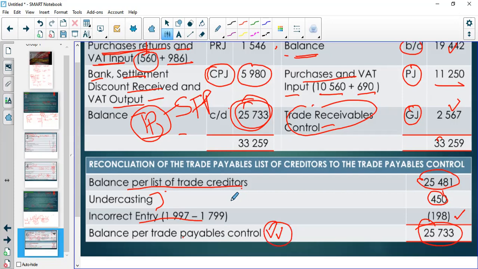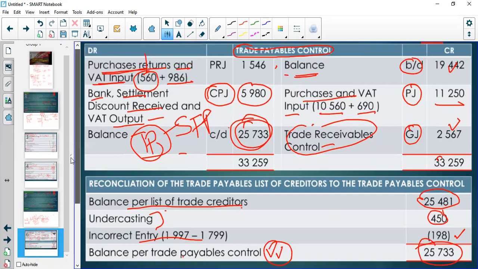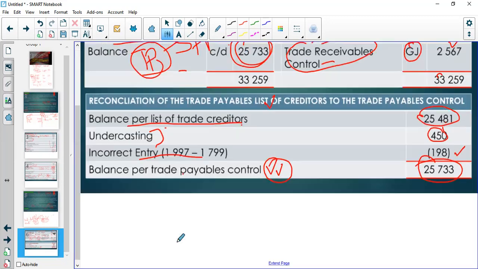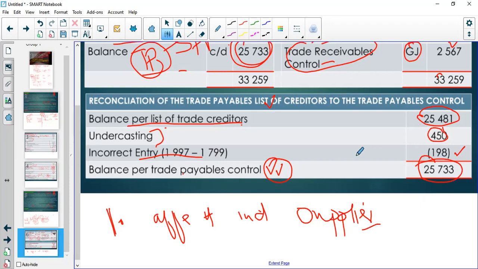Okay, so that's how we carry out our construction of the trade payables control and reconciliation of the trade payables to the list of creditors. Right, so by way of reminder, when we do a reconciliation, we're looking at those items which affect the individual suppliers. So if something is entered in the journals correctly, then it's not going to affect the reconciliation. But if something is entered correctly in the journals, but then we make a mistake in the individual supplier account, then we need to include that transaction in the reconciliation.